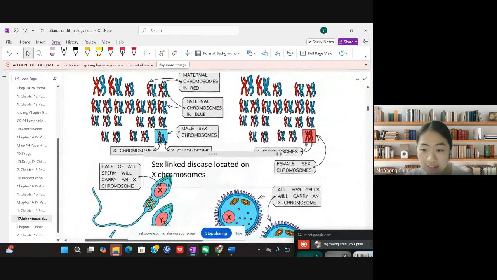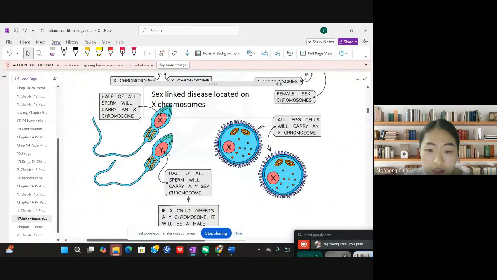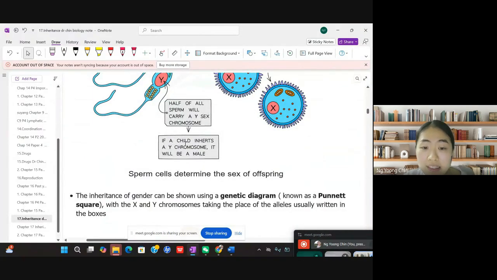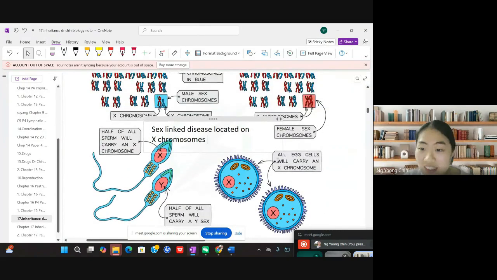Another thing is, it's something like this, okay? The sperm cells: half of all the sperm will carry an X chromosome, and half of the sperm will carry the Y chromosome. If the child inherits a Y chromosome, it will become male. So at this point, the father is XY, and I'm XX. All egg cells will only carry the X chromosome.